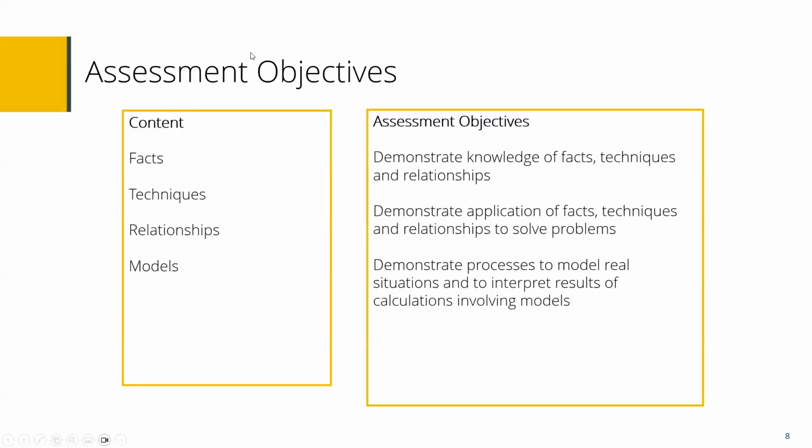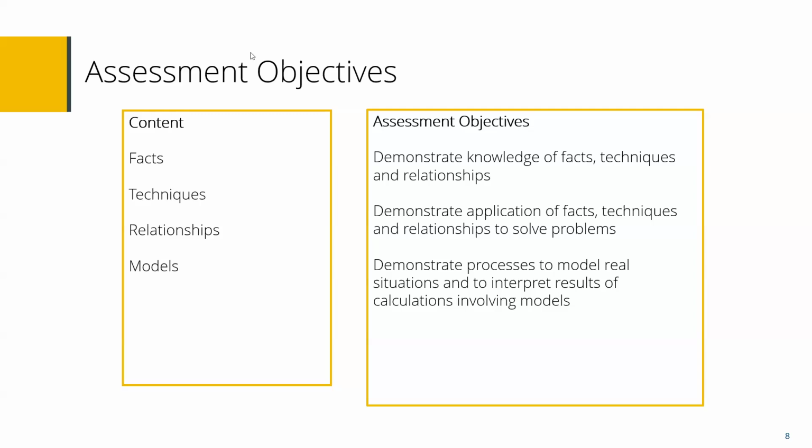When we talk about content, we're talking about the facts, the techniques, the relationships, and the models that students need to learn. Whereas the assessment objectives are about what they need to do to demonstrate the knowledge of the facts, techniques, and relationships, to demonstrate the application of facts, techniques, and relationships to solve problems, and to demonstrate processes to model real situations, and to interpret results of the calculations involving models. So they go hand in hand, but the assessment objectives are there to allow the student to demonstrate, and as they put the questions together, that's the focus of the examiners.